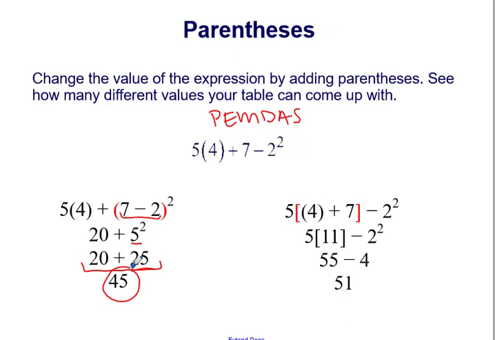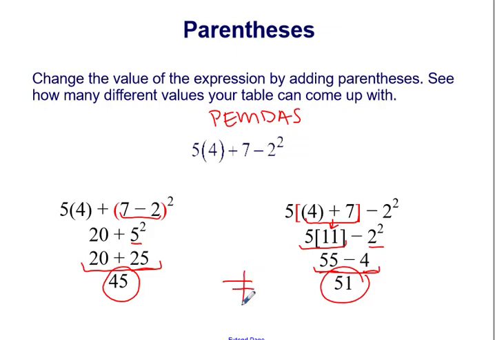But let's say now in the second example, we're not putting parentheses around the 7 minus 2, but we're putting grouping symbols. We're going to put brackets around the 4 plus 7. So now we have to do that operation first. 4 plus 7 is 11. Then we can do our exponent of 2 squared to be 4, and our multiplication of 5 times 11 to be 55. And subtracting, 55 minus 4 gives us a value of 51, and that's not equal to 45.